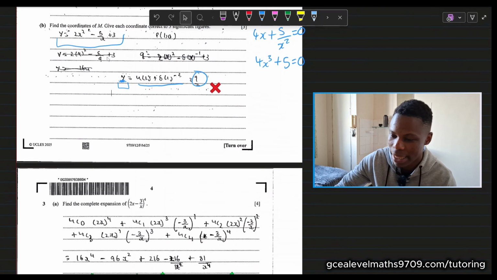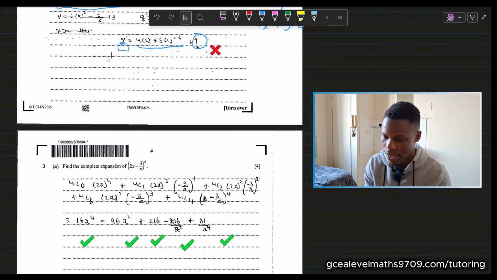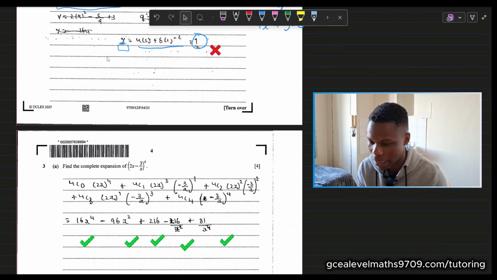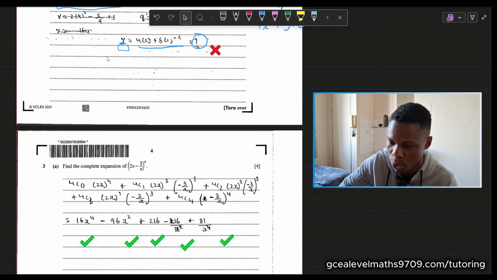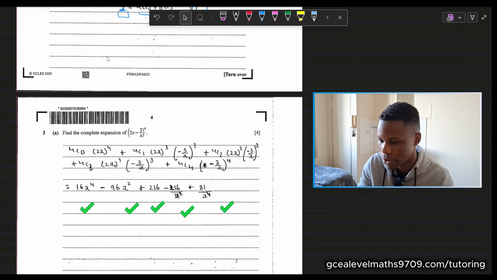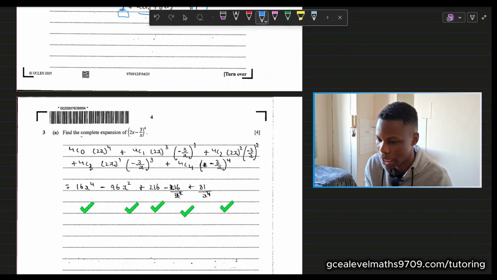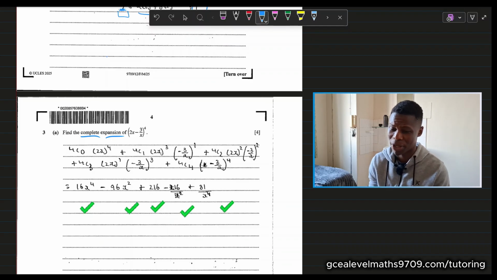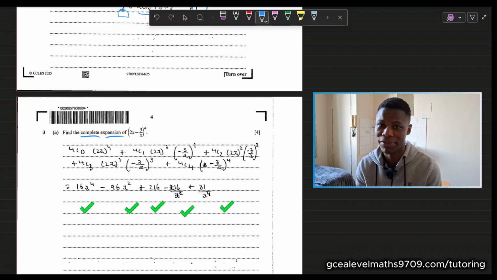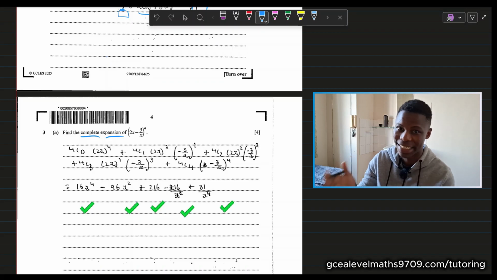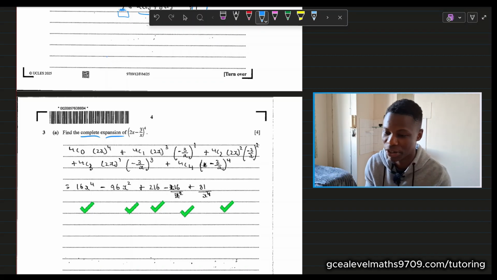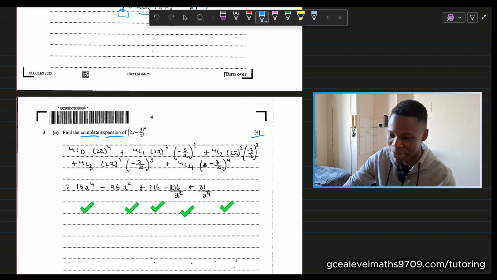Then on to number 3. Number 3, very, very, very well done. Very well executed. So we've got a binomial expansion question. And for these questions, you had to expand fully. Use your binomial expansion formula. It's given in the MF19, so you don't have to memorize it. It's literally just substituting into a formula. It can't be that hard for 4 marks. That's an easy 4 marks. You should be getting that every single time.